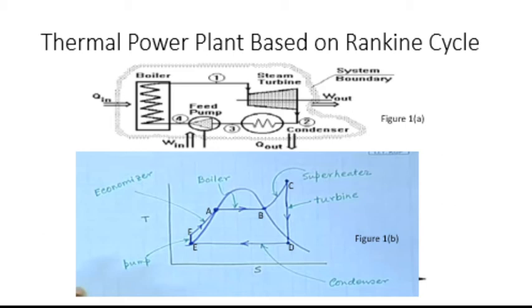But let's suppose point D is very close to the boundary between vapor and liquid plus vapor. If you are continuously extracting energy in the turbine, the temperature will keep falling, but entropy will be constant. After D you will have a condenser. After the amount of expansion allowed in the steam turbine, the steam will enter a condenser, where it will be converted into water.